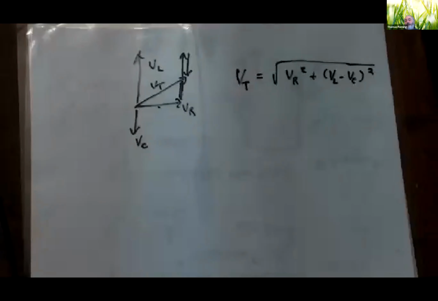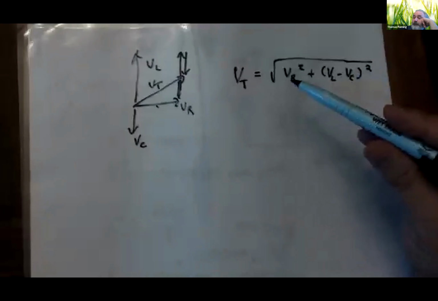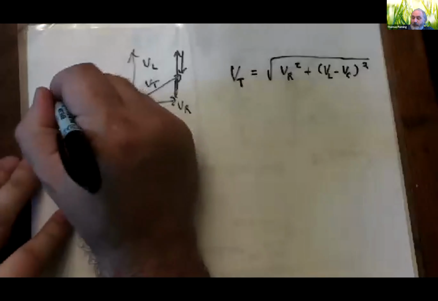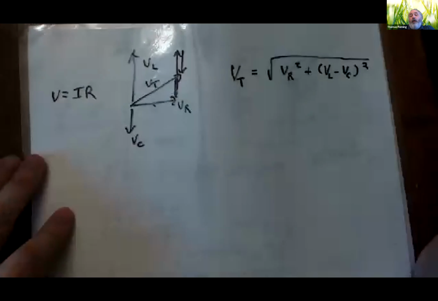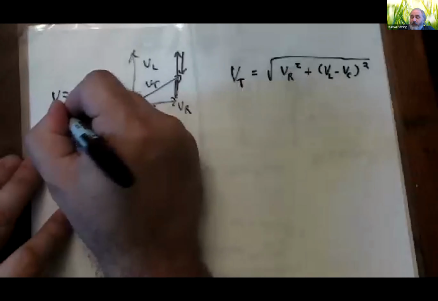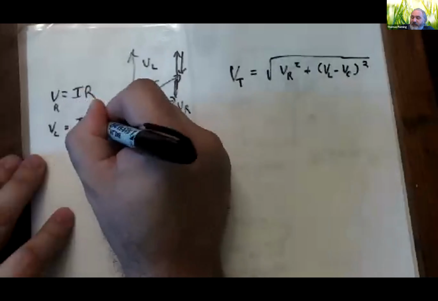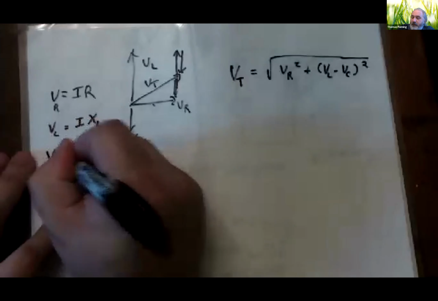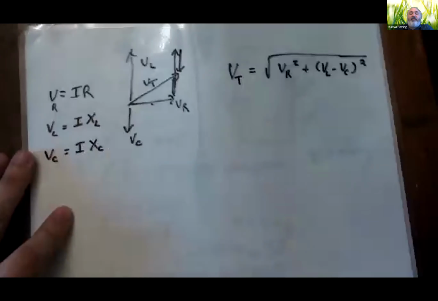And so I have a relationship between VR, VL, VC, and V total. But now what's going to happen is I would very much like to have an AC circuit version of Ohm's law. Remember, for Ohm's law, V equals I times R, and this is true for the resistor. For VL, we're going to say that that's going to equal I times the inductive reactance. For VC, that's going to equal I times the capacitive reactance.